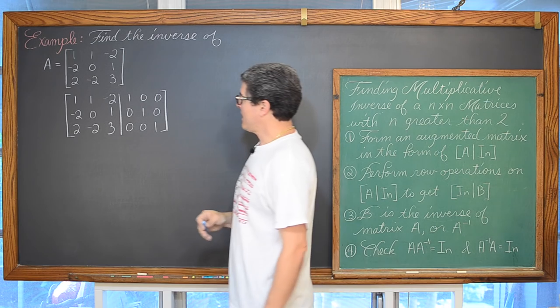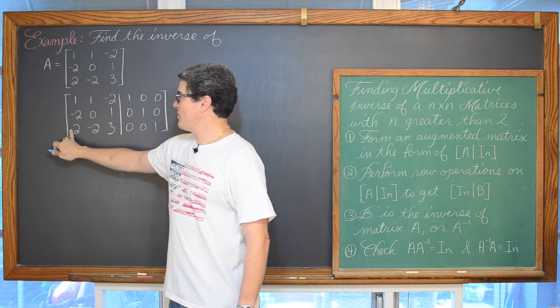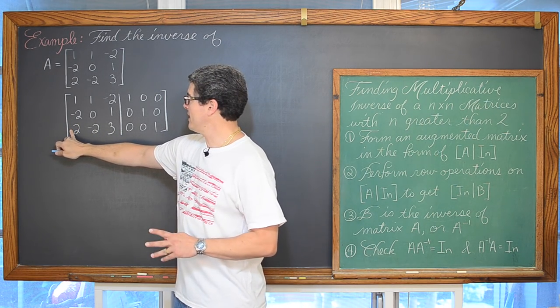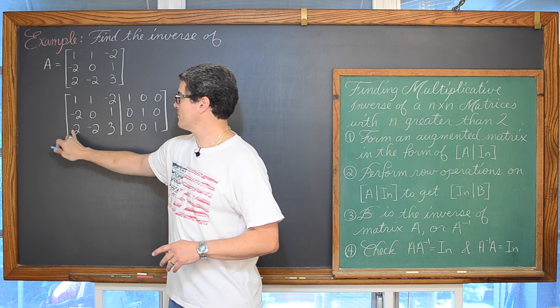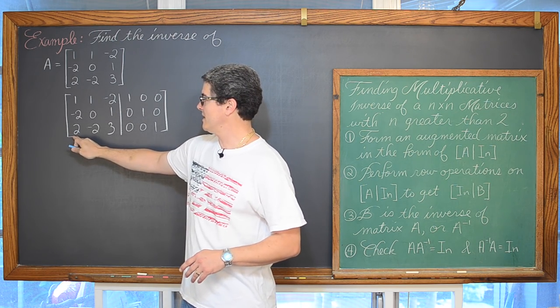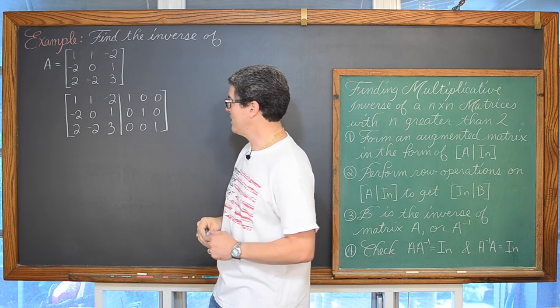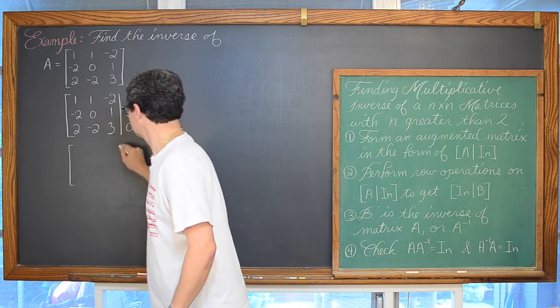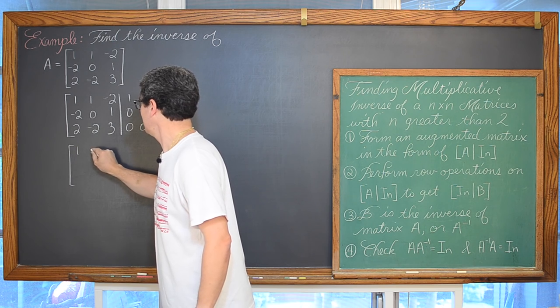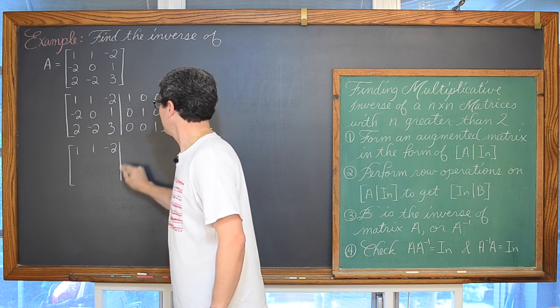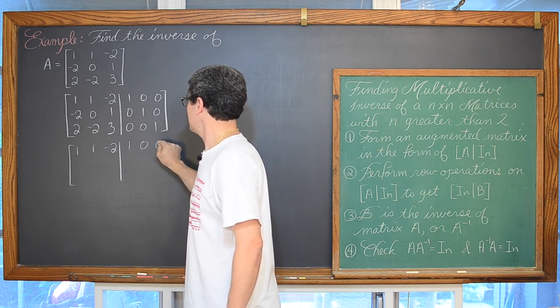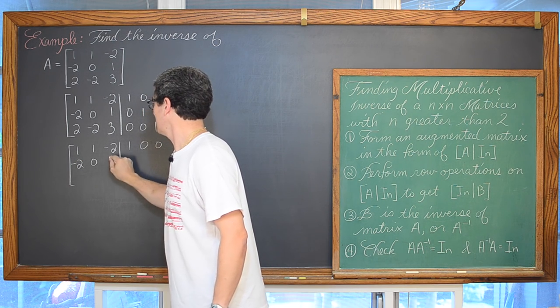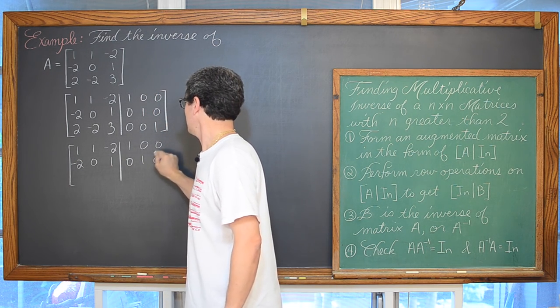So I can see here that I have a negative 2 and a positive 2, so I'm already set up to go ahead and add row 2 with row 3 and get this first element in the third row to be equal to zero. So we're going to come down here, and we're going to have 1, 1, negative 2, 1, 0, 0, negative 2, 0, 1, 0, 1, 0.